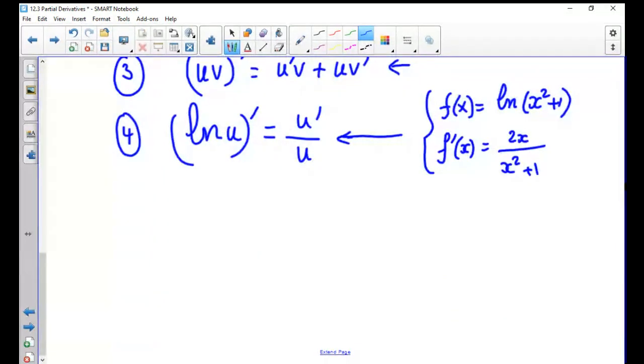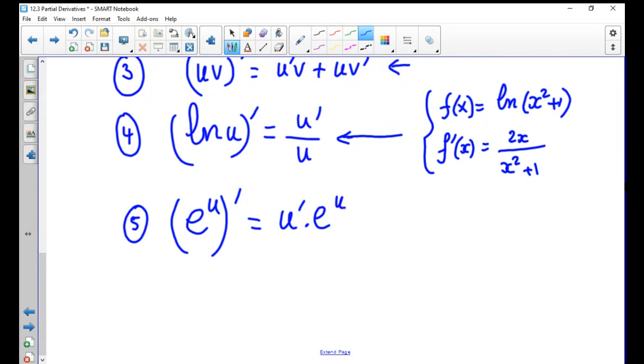Finally, another important rule is that if you have your function of the form e to the power of u and you want to differentiate this, it is the derivative of u multiplied by e to the u. All of these are really important rules when we differentiate a function. Okay? Now, this is for functions of one variable.